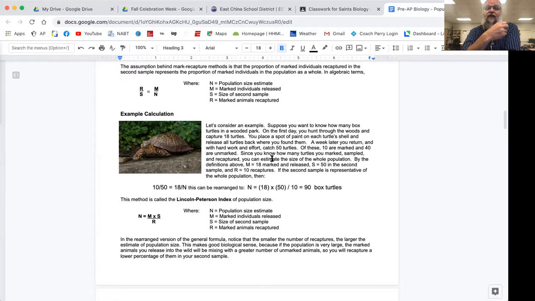And the R is the number of marked animals recaptured, which in this case is 10. So we know the M, we know the S, and we know the R. What we're trying to figure out is the N.